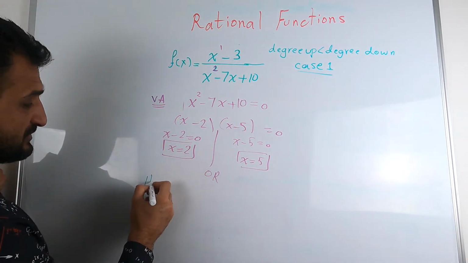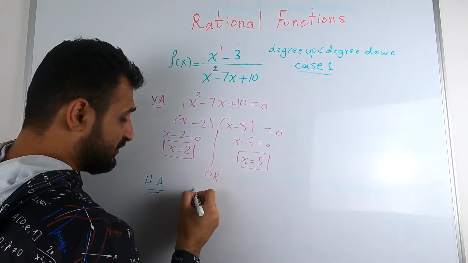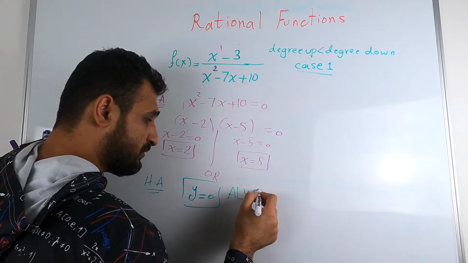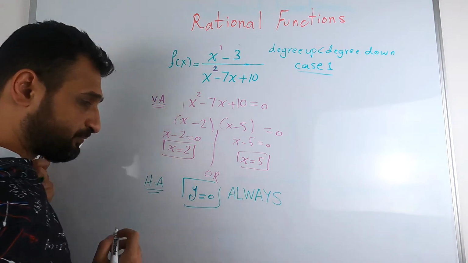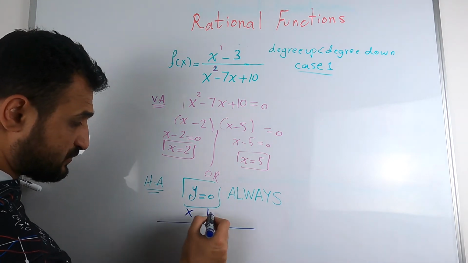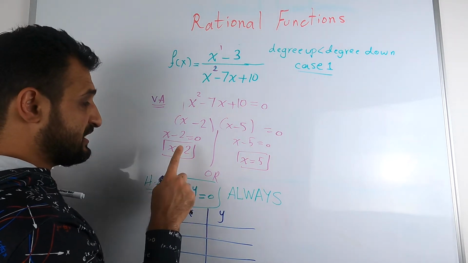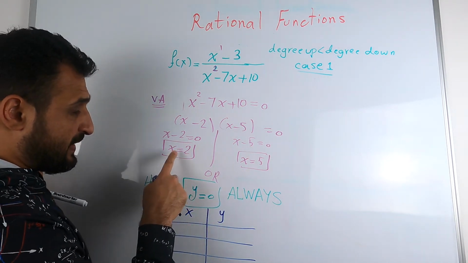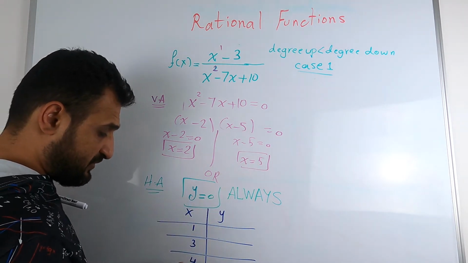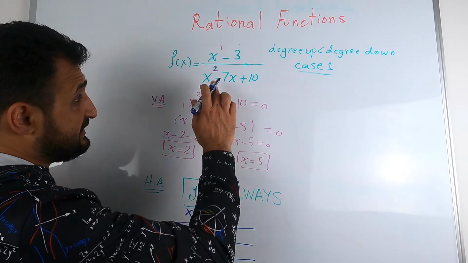Now horizontal asymptotes. Remember in case 1, always since the degree up less than the degree down, the horizontal asymptote is y equals 0. Always you do that. Now helping points. Here I will choose four helping points. Why? Because I have two vertical asymptotes. Choose the first one, number 2. X is 2. Choose two numbers before it and after it. And 5. Choose two numbers before it and after it. Now, I will substitute these numbers here in the equation.